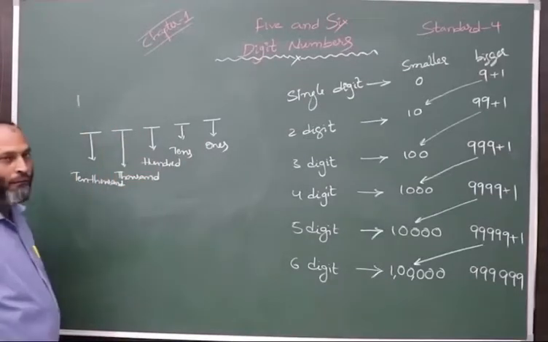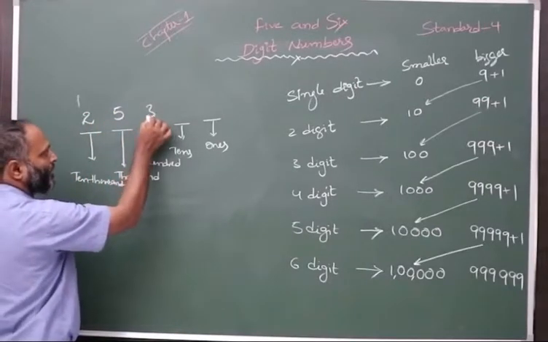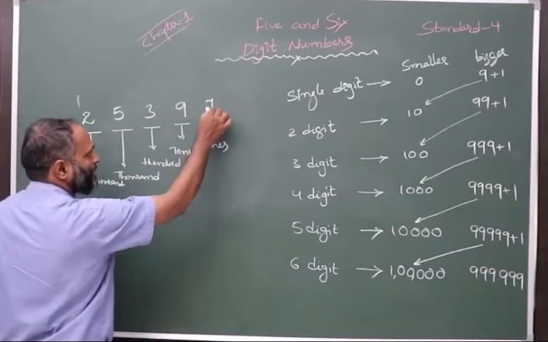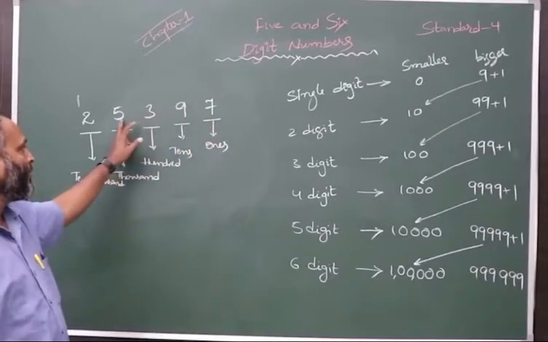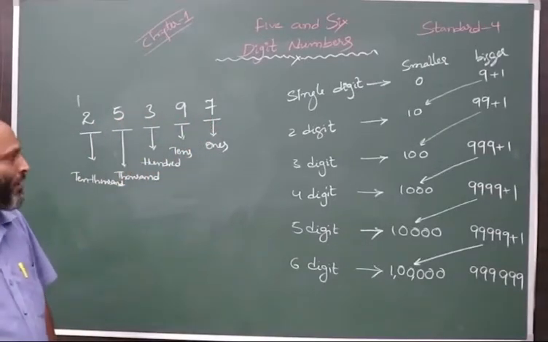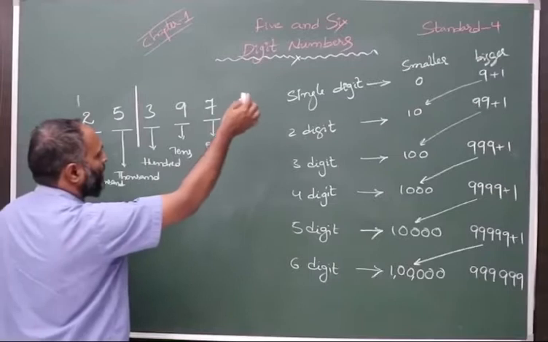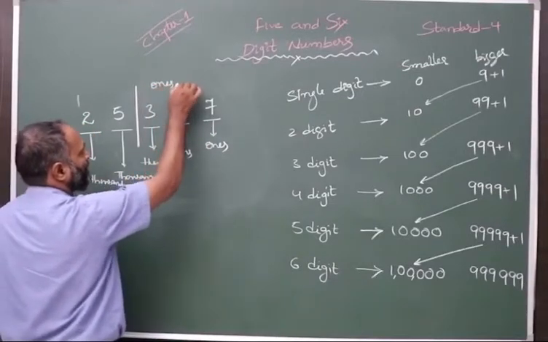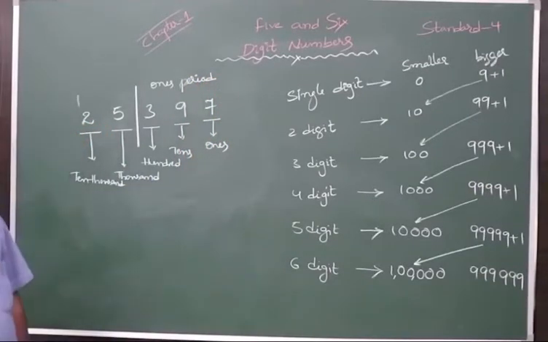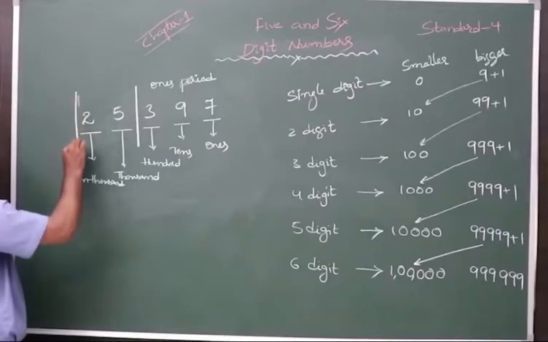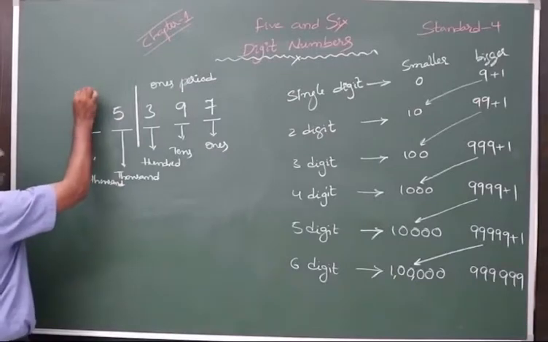Take one number like 2, 5, 3, 9, 7. This is a 5 digit number: first, second, third, fourth, fifth. Total 5 digits. In these 5 digits, the starting 3 digits are called the ones period. This is called the ones period. After the ones period, the next 2 places are called the thousands period.